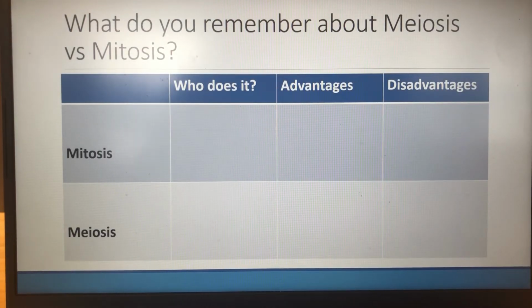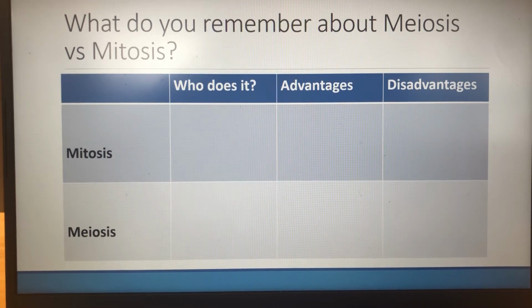All right, so this is a chart for you to fill out. What do you remember about meiosis versus mitosis? There are a ton of test questions that really make you differentiate between mitosis and meiosis. Mitosis, who does it? Everyone does. What's the advantage? You get an exact copy of the parent cell. The daughter cell is identical to the parent cell in mitosis.